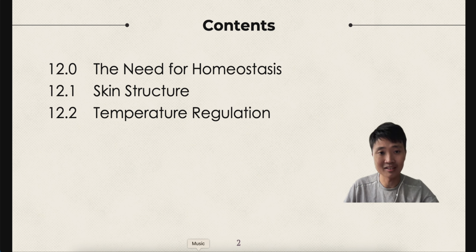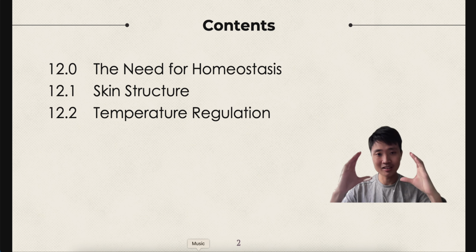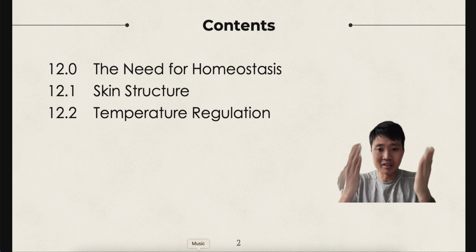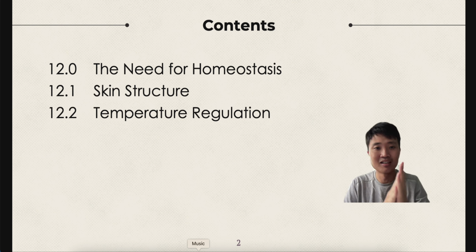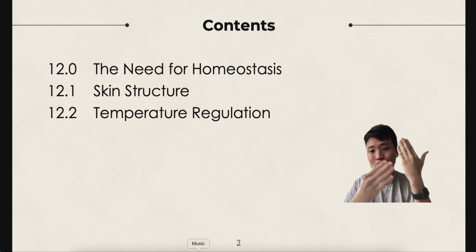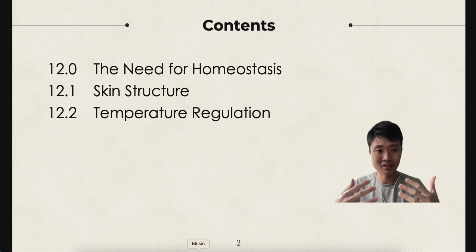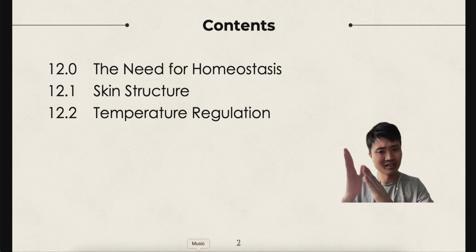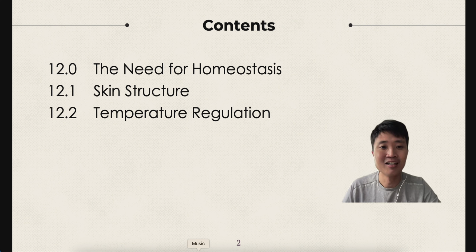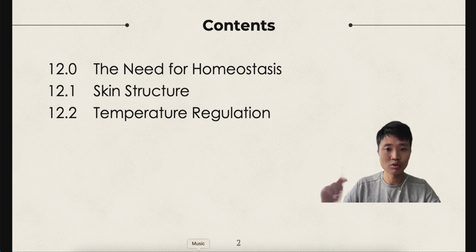So as mentioned yesterday, the main three parts of homeostasis are: number one, homeostasis itself as a principle. Why do we need homeostasis? What is homeostasis? Two, the structure of your skin, the largest organ of your body, which you have already learned. And three, temperature regulation, which is the crux of this chapter actually. So for today, we're just going to do 12.0.